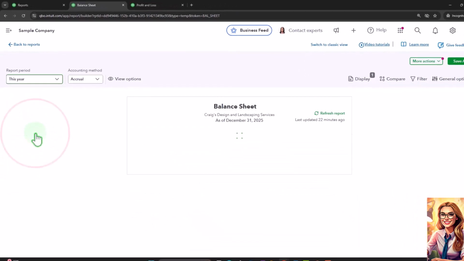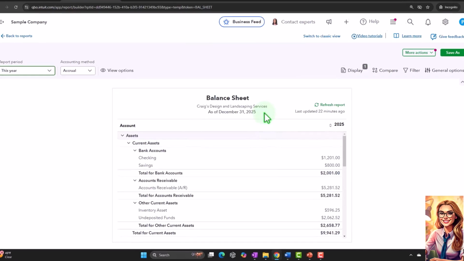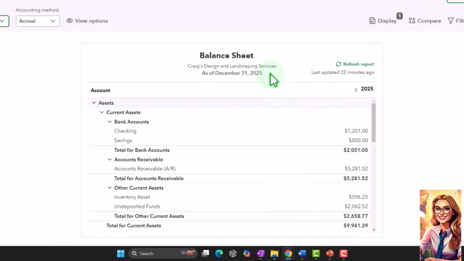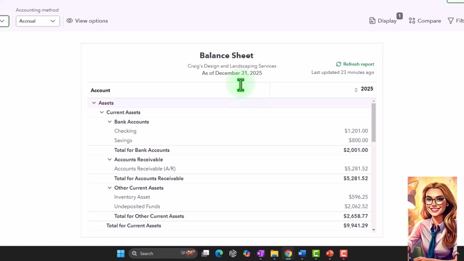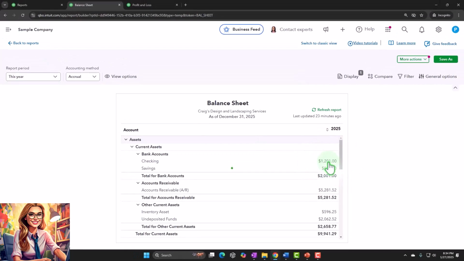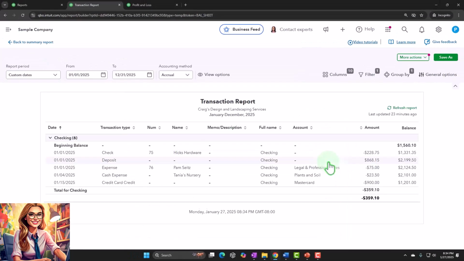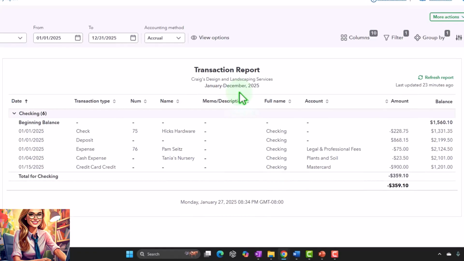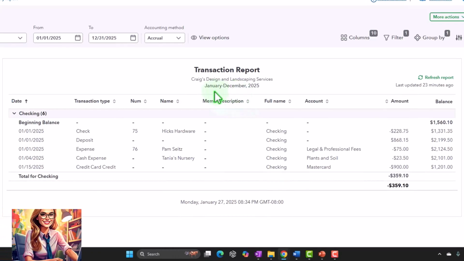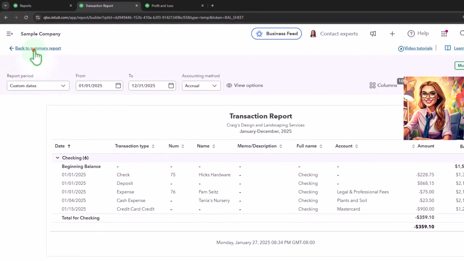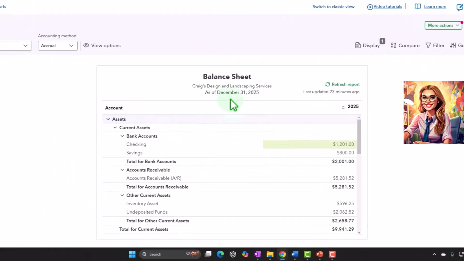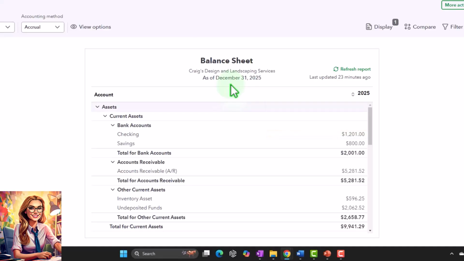Then this year. This is going to be fairly common, right? So now we're going to get the full year's worth of data for the current year that we are working in, which means basically as of the end of the year. Now notice if I go into the checking account here, we get to what we might call a general ledger report, and notice the range here is January through December. So let me just show you that again. If I go back, notice that the balance sheet is as of December 31st, 2025.